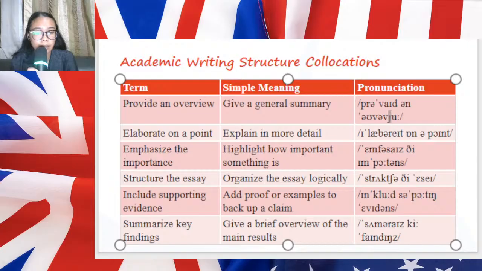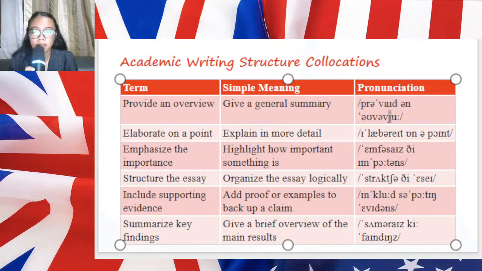Again, elaborate. Next is on. We're familiar with that, as well as a. So we focus on point, which is 1 syllable. We still stress the whole word in itself. So it rhymes with joint. It has a clear oi diphthong sound here. So the diphthong sound is oi. So we put it together, we say elaborate on a point. Elaborate on a point. Again, with clear stress on lab and point.